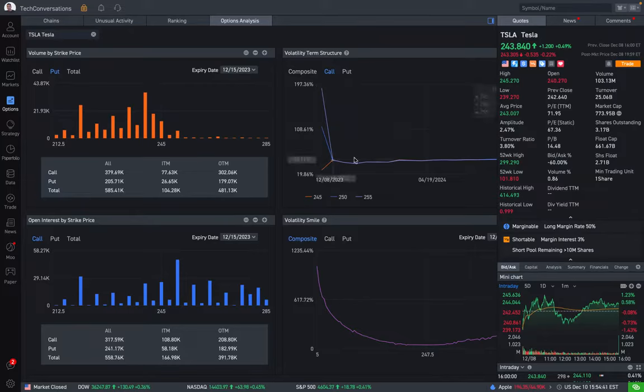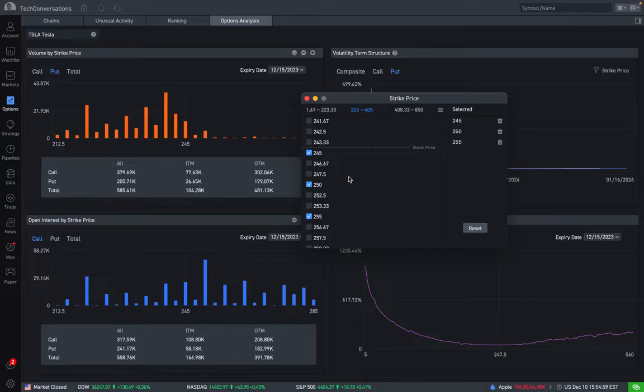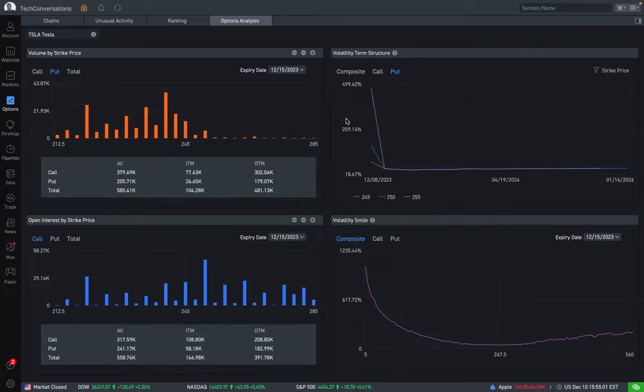If we take a look right here, volatility term structure, again, we can filter for calls, we can filter for puts here, and we can see that we have 3 different strike prices selected. But of course, we can always change what strike prices we want to look at. If we take a look here, for example, at December 15th, notice we can see on the top right the 3 different strikes we've selected and the corresponding implied volatility of those options, which again can help us make better informed decisions.